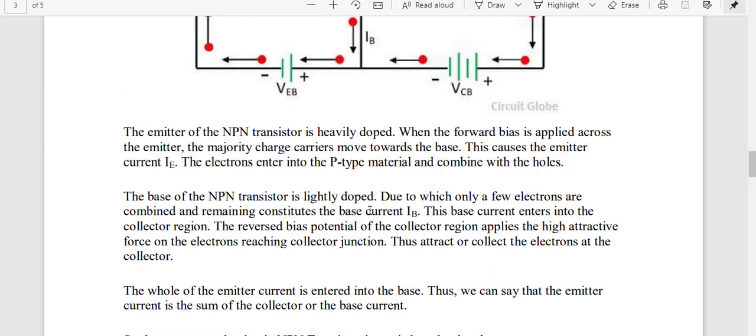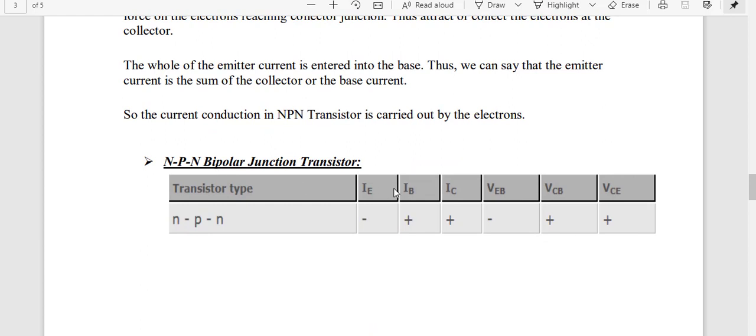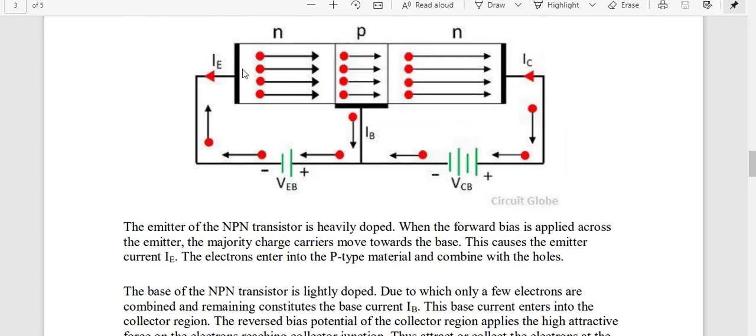Now you can see that in an NPN transistor, the emitter current IE is negative, IB is positive, and IC is positive. So the emitter current is negative and the base emitter voltage is negative. Now which one is the base emitter voltage? Here this is the emitter, this is the base, and this is the collector. Here the base is common, so the voltage between emitter and base is known as the base emitter voltage, or emitter base voltage. Whereas the voltage between collector and base is known as the collector to base voltage, written here as VCB, and this emitter base voltage is written here as VEB.